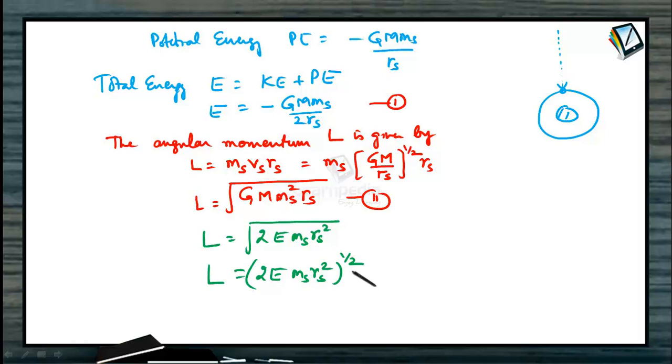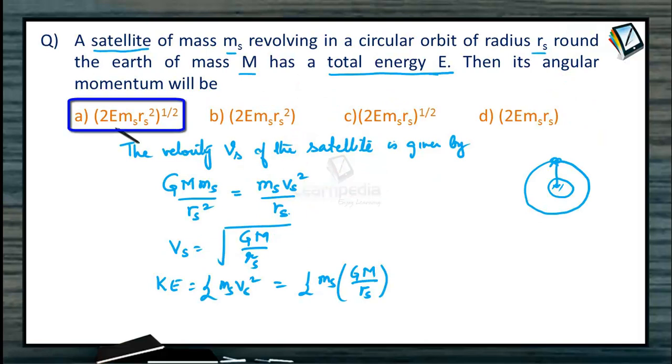So what is the correct option? Let us look at 2 capital E ms rs square to the power half. This is the correct option. 2 capital E ms rs square, wrong option. 2 capital E ms rs to the power half, wrong. rs square it should be. 2 capital E ms rs, this is also a wrong option. So the correct option will be option A.